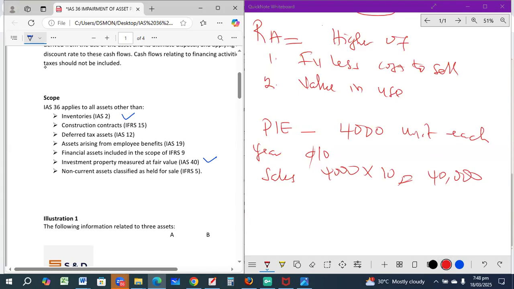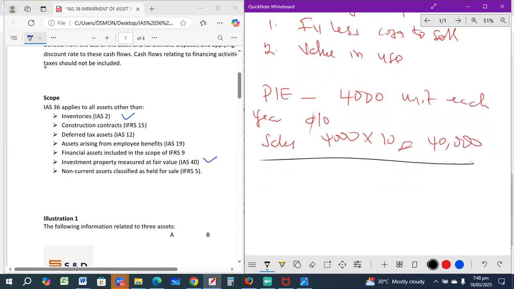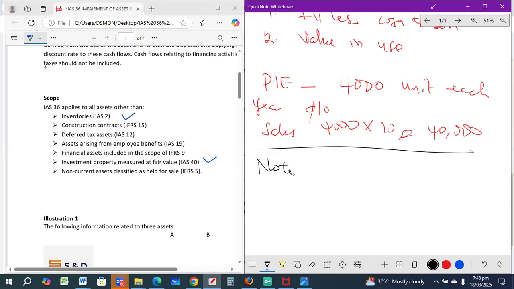Please take note of the following. Be careful under impairment. Be careful of amounts in brackets. When the question says that the fair value less cost to sell is 40,000, and then they say the cost to sell, let's say, is 4,000, and the 4,000 is in the bracket.